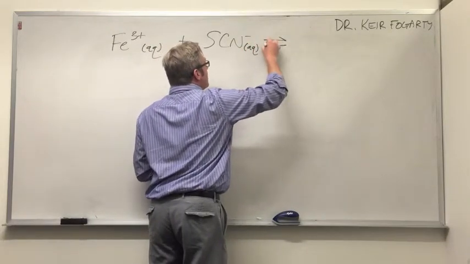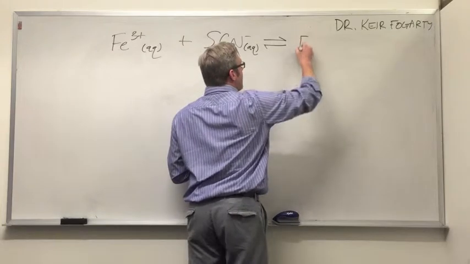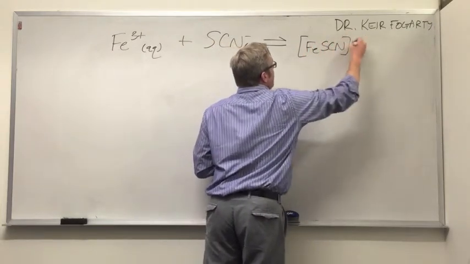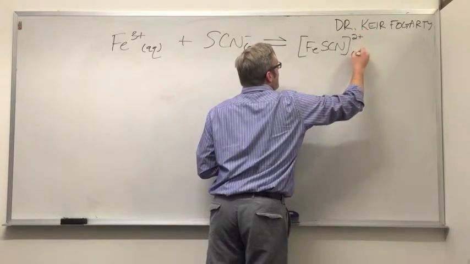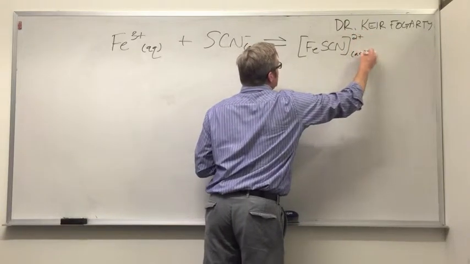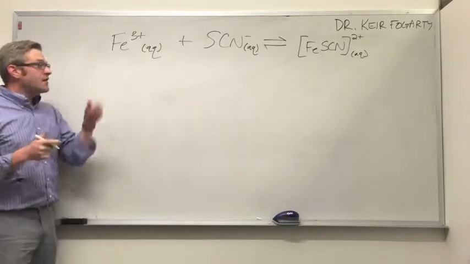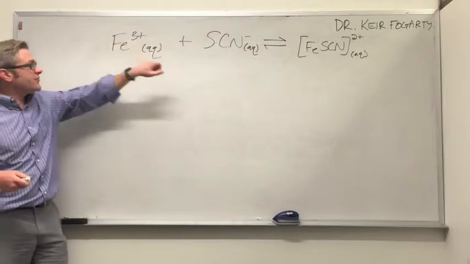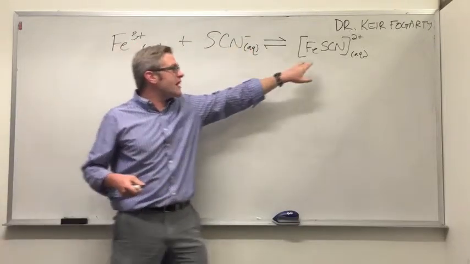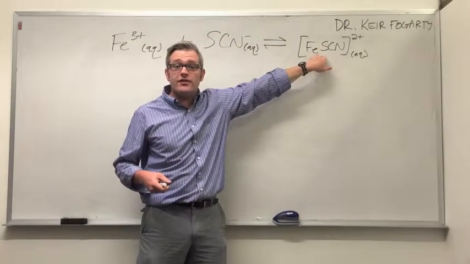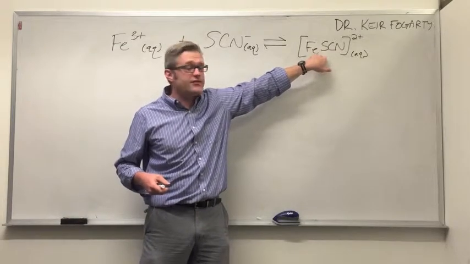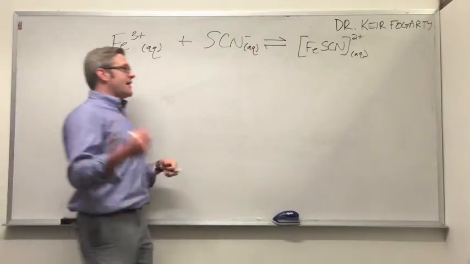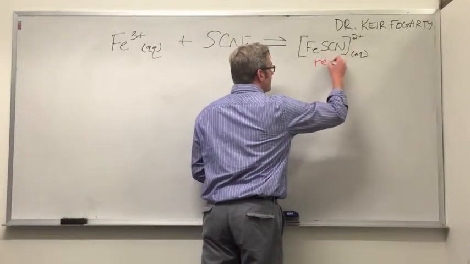And this is a two-way reaction, and it forms a complex ion, which is iron thiocyanate, and that ion has an overall charge of 2+. Now, we can see the source of its charge: 3+ iron and 1- thiocyanate forms a 2+ iron thiocyanate complex ion. This iron thiocyanate complex ion has a red color.